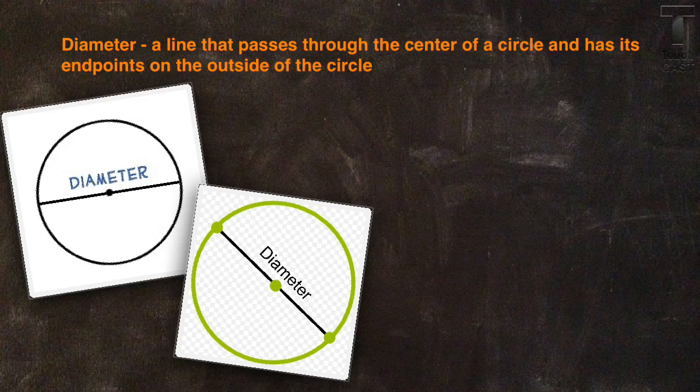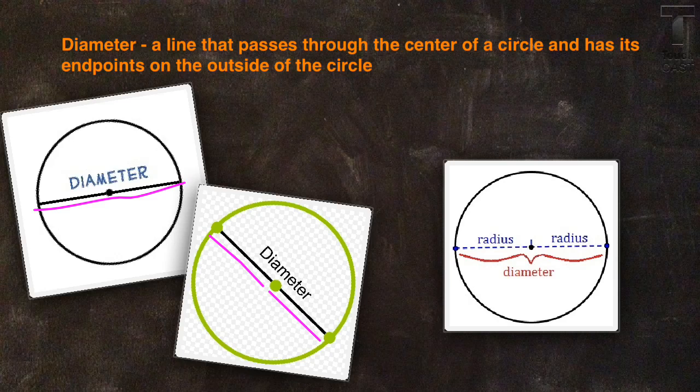Now let's talk about the diameter of a circle. A diameter is a line that passes through the center of the circle, and the diameter's endpoints are on the outside of the circle. So as you can see here, we have it starting on the outside of the circle, passes through the center, and it ends on the outside of the circle on the opposite side. Now wait a minute, isn't this a radius, and isn't this a radius? Well, yes it is, and that is why two radii make one diameter.